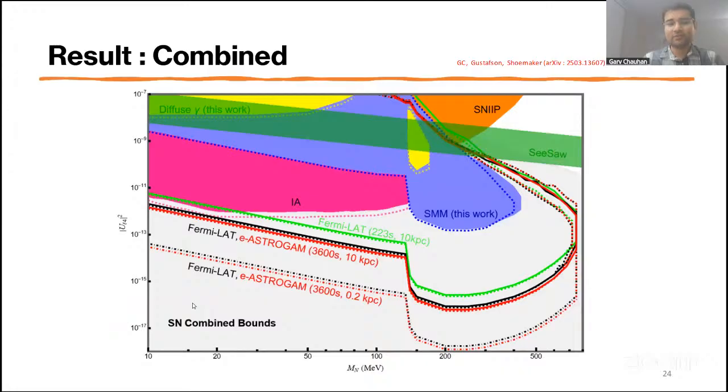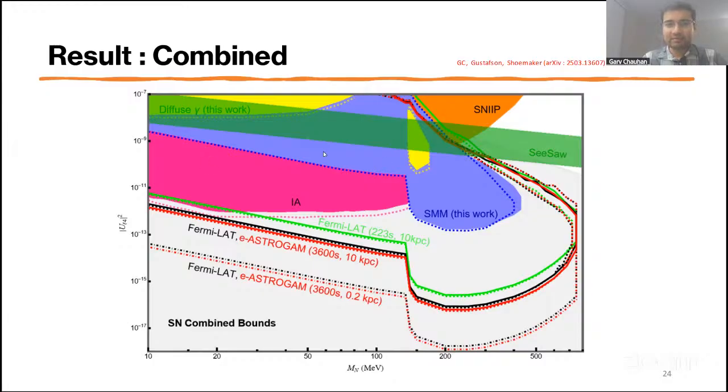So the bounds look as follows. You have the mixing angles here, and you have the mass here. I've already explained some part of these curves in the previous slides. So the constraint from diffuse background is up here around 10 to the power minus 8 with the island.